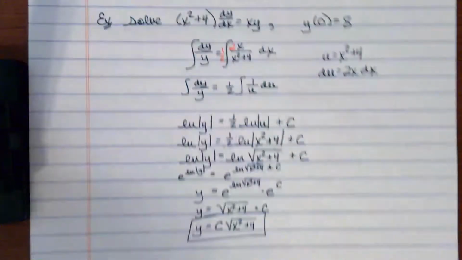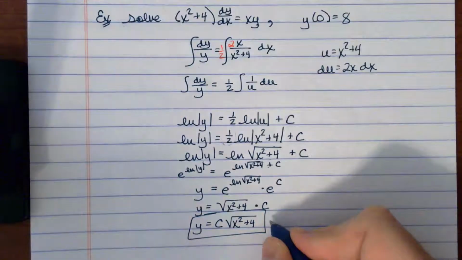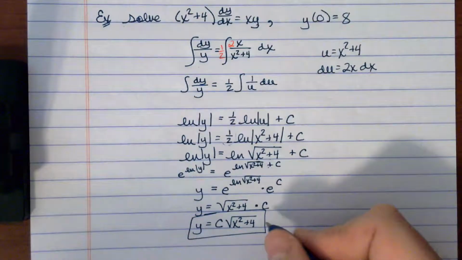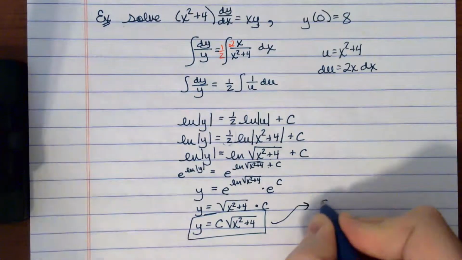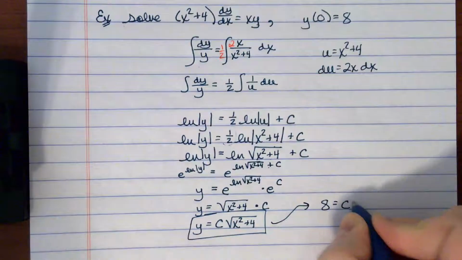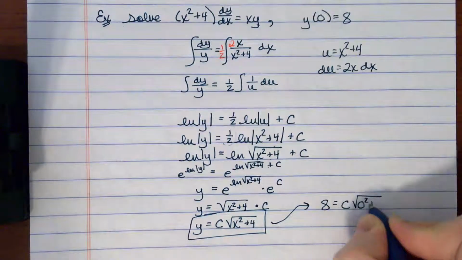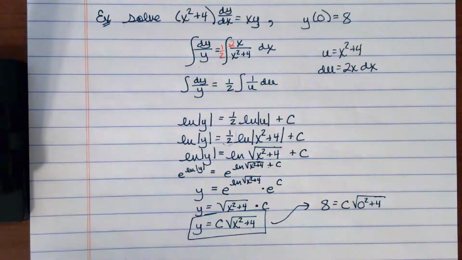Now I'm going to plug in 0 for x, 8 for y, and solve to get my c value. I'm going to get 8 equals c times the square root of 0 squared plus 4. Oh, you know what? You can solve that. Tell me what c equals.